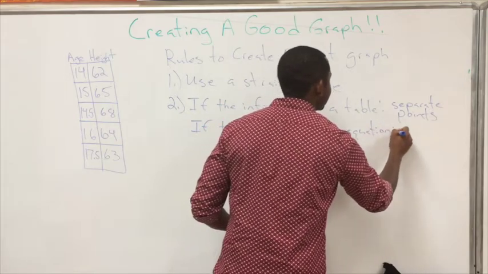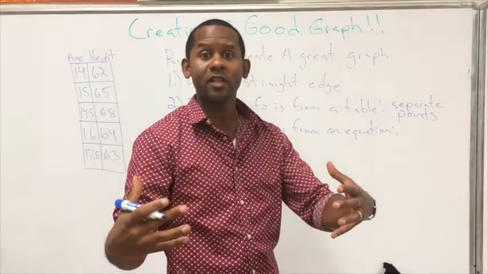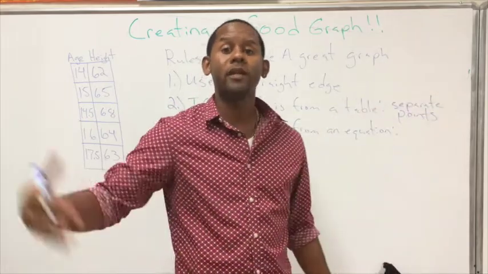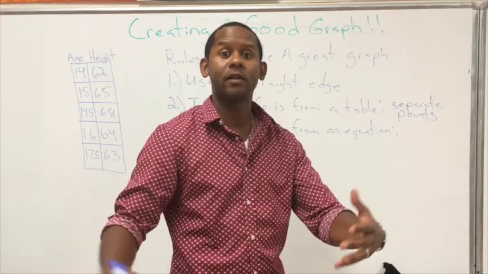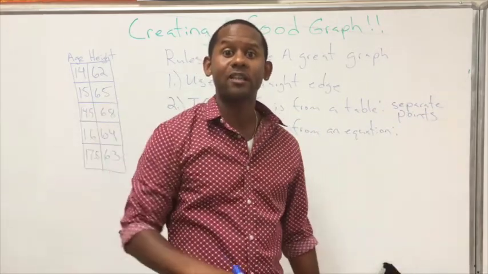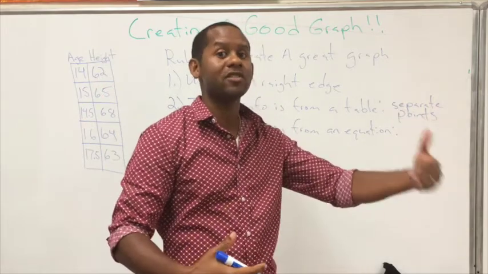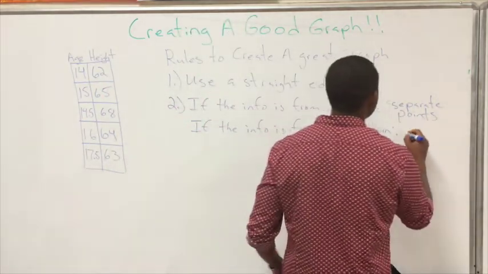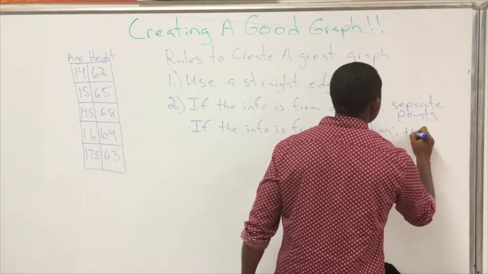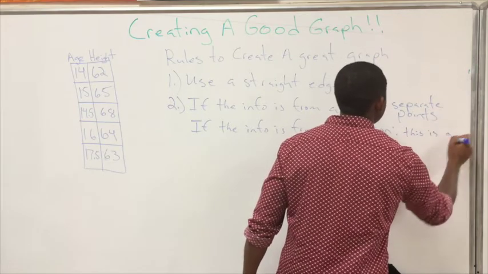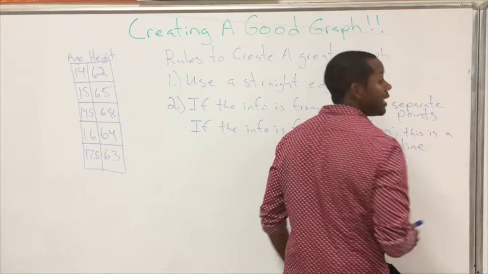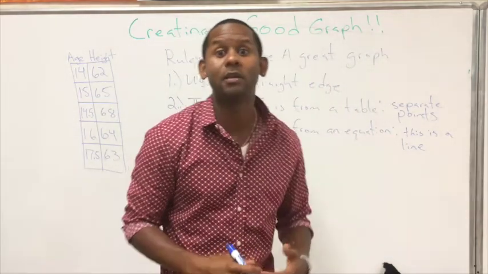So if we're pulling this information from an equation, this is all informing, in our case right now, a line, okay? So this is where you would actually connect the points, and in most cases in this first semester, that's going to be forming a line, okay? So this is some type of line. It might not be a straight line even, but it's going to be a line, okay?